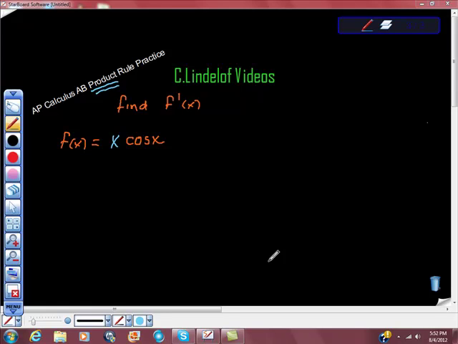AP Calculus AB product rule practice problems. So here's the first one I want to look at today. I'm always making a list. I think if you're a list builder, you make many fewer mistakes in calculus.